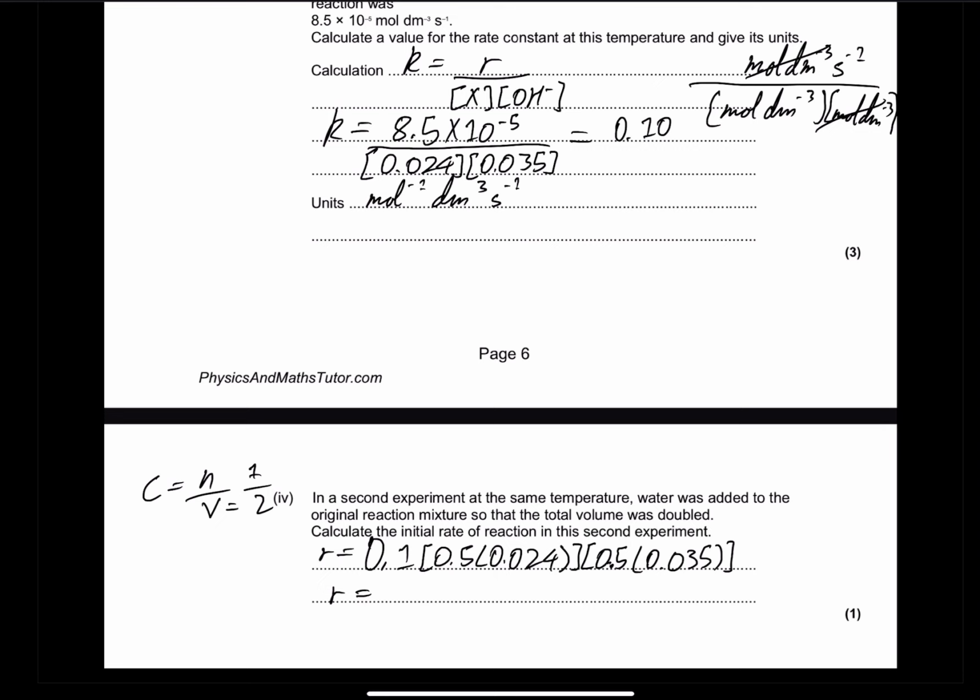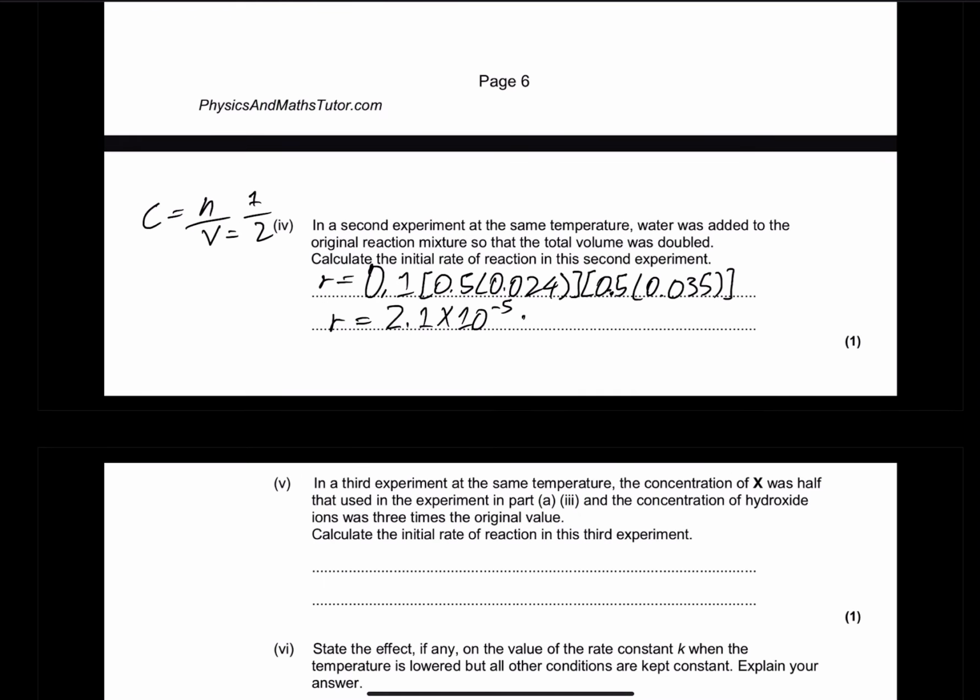0.1, and just put that into a calculator, and you should be fine. If you just want the answer to these questions, you're completely free to just go and skip me talking over them. I'm only doing this for people that don't know how to answer these questions. If you just need a bit of support for yourself, you should have got 2.1 times 10 to the power minus 5. That's what I got. They don't care about you having the moles per dm cubed per second, just in case.